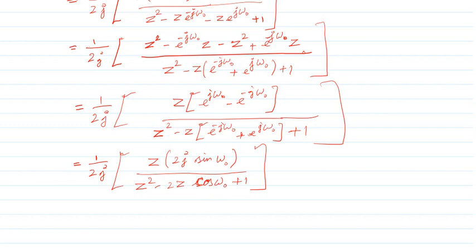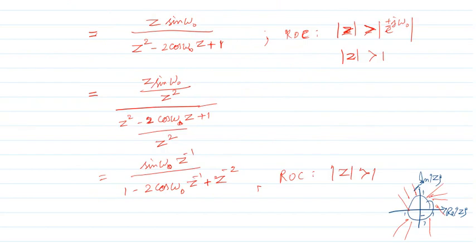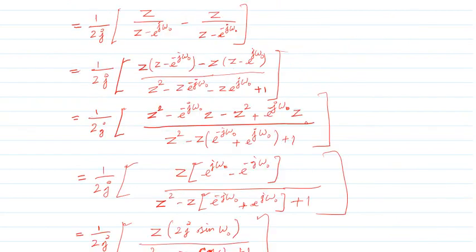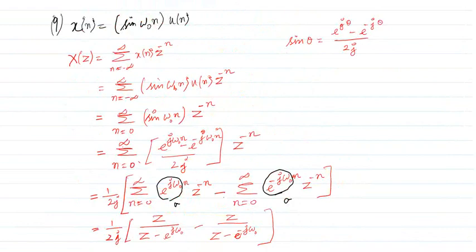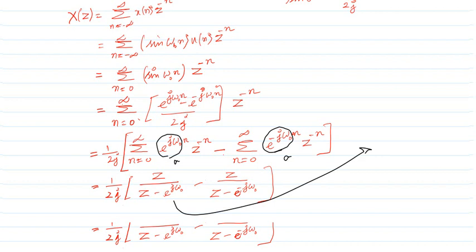What is remaining? Here is an important point I won't forget: the ROC. If it is z by z minus a, can you recollect what ROC we write? Because u of n is a causal signal, the ROC is magnitude of z greater than magnitude of a. Here, instead of a, e power j omega naught is there. What is the magnitude of e power j omega naught? We have seen already, it is 1.